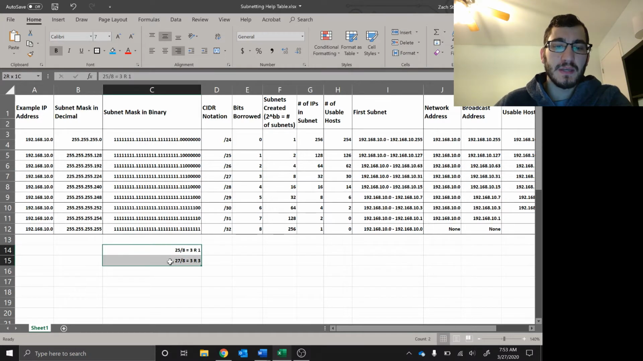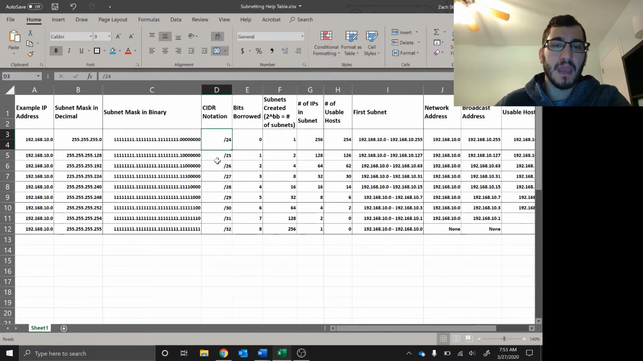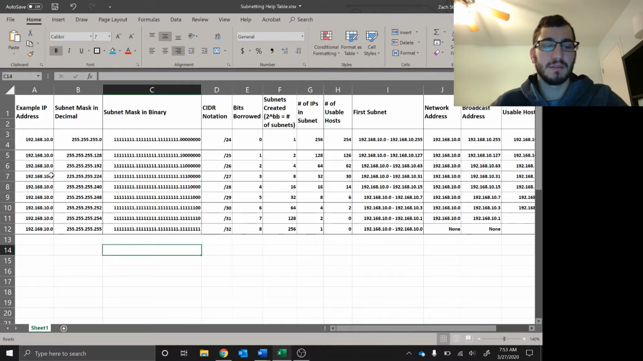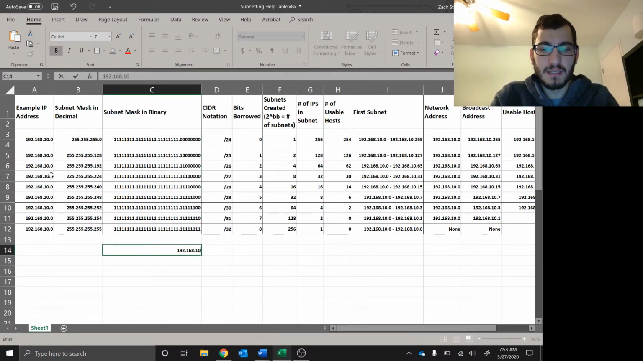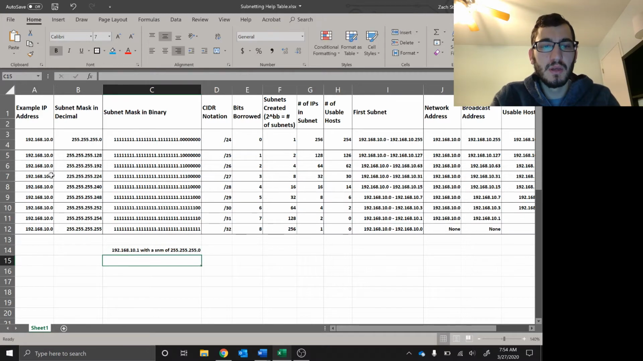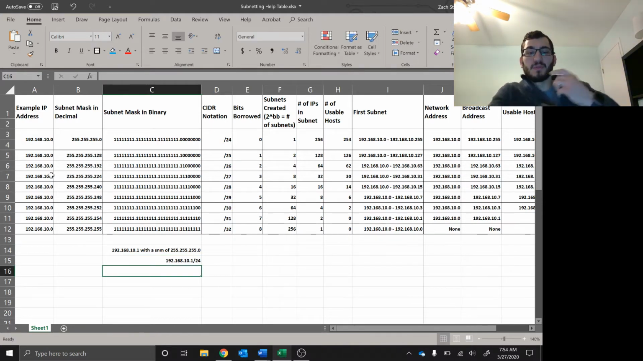Remember that. CIDR stands for classless inter-domain routing. What that means is before they came up with this, for all intents and purposes, this is a shorthand. Instead of having 192.168.10.1 with a subnet mask of 255.255.255.0, you can just write 192.168.10.1/24. So it's pretty easy.